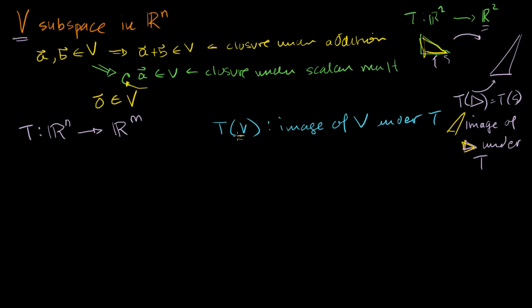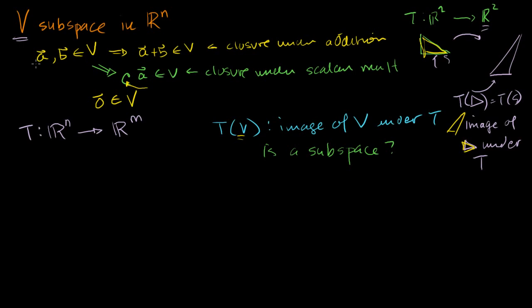So I want to know whether the image of V under T is a subspace. So in order for it to be a subspace, if I take the transformation, let me find two members of T.